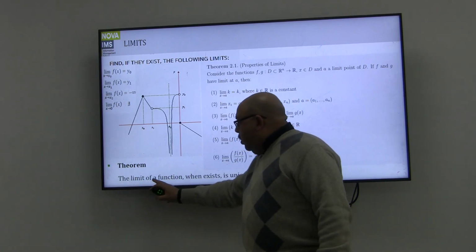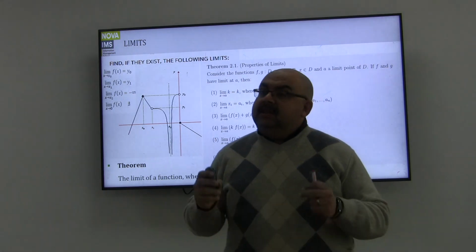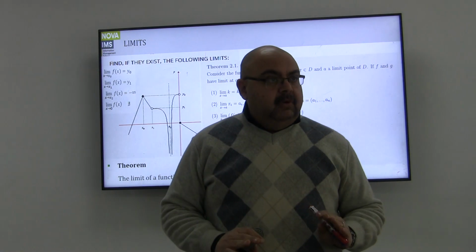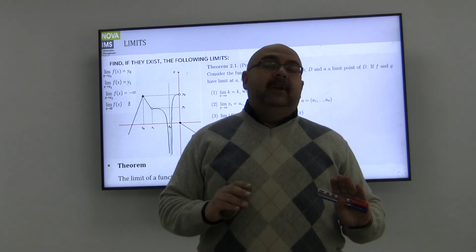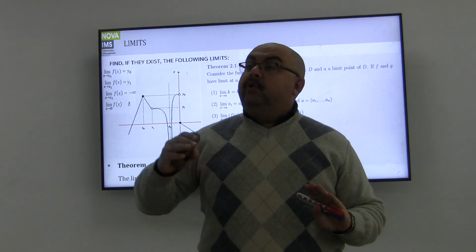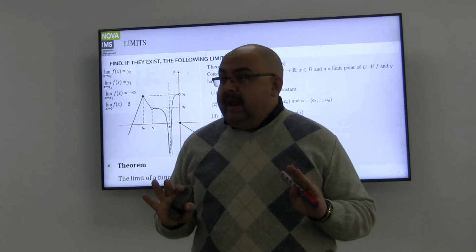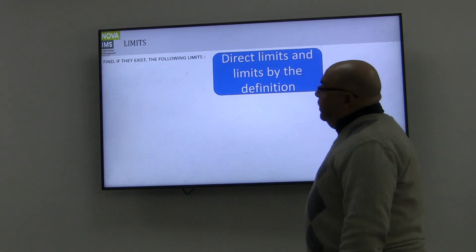The limit of a function when it exists is unique. يعني لو انا عندي limit للفانكشن value for the function at x tends to certain value and it already exists, once it exists it's unique. You will never find more than one value for the function when x tends to a certain number. It's not gonna happen. Okay? Okay, direct limits and limits by definition.